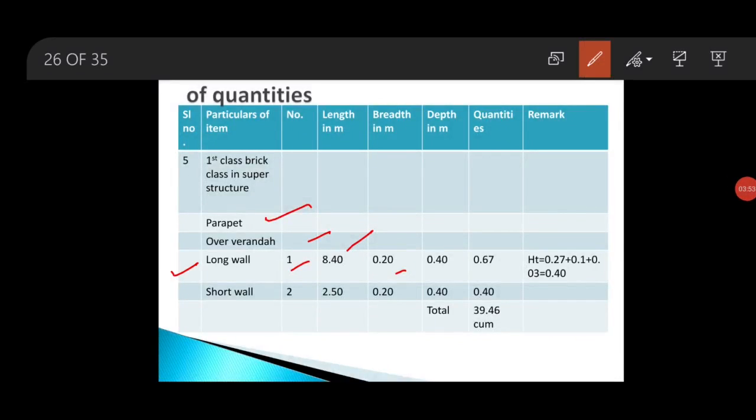So in this, write down height is 0.27 plus 0.1 plus 0.03, which is equal to 0.4. Then by multiplying these 4, we will get the quantity as 0.67 along long wall. Similarly for short wall, number will be 2 and the inside dimension of the short wall is 2.50. Width is 0.2 and height is 0.4.